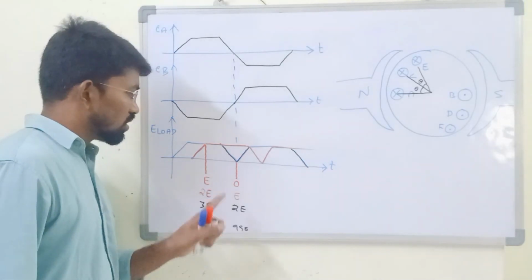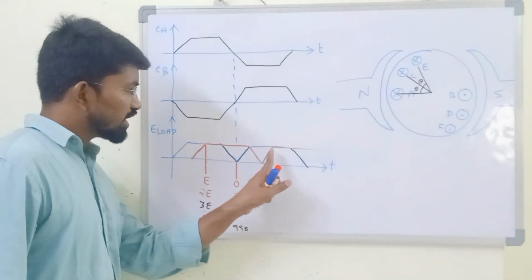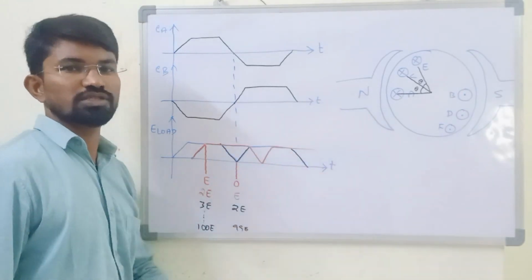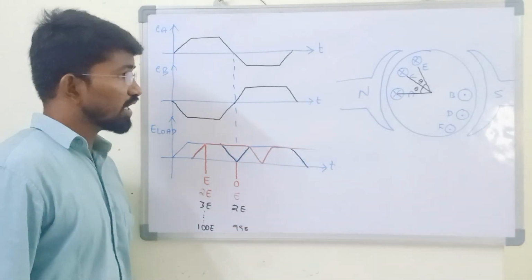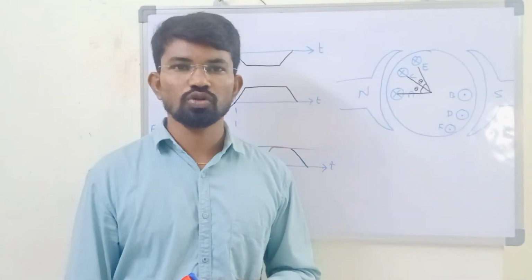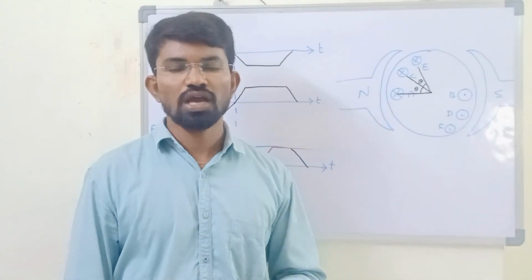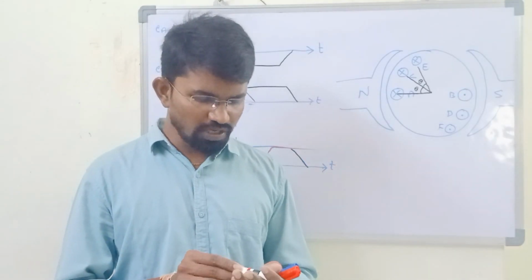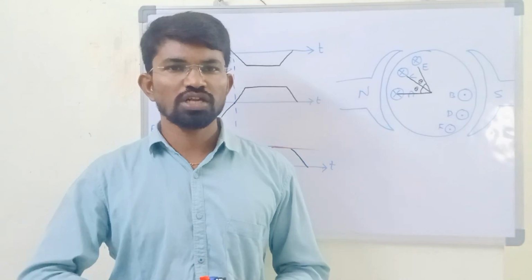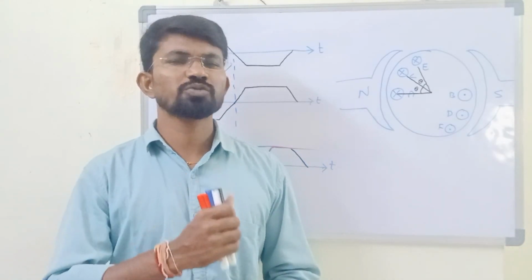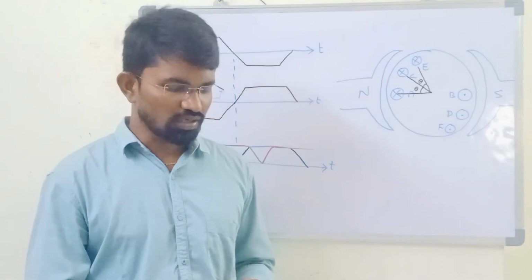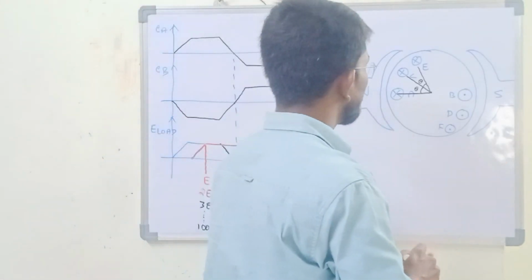Yes or no? That means we can reduce the ripples in the output voltage by connecting more number of coils in series. Yes or no? By connecting more number of coils in series, we can reduce the percentage ripple or ripples in the output voltage. Now can you tell me, at any instant we are saying only one coil voltage will be equal to 0. Now can you expect which coil is having 0 voltage? Yes, simple. That is along this axis.